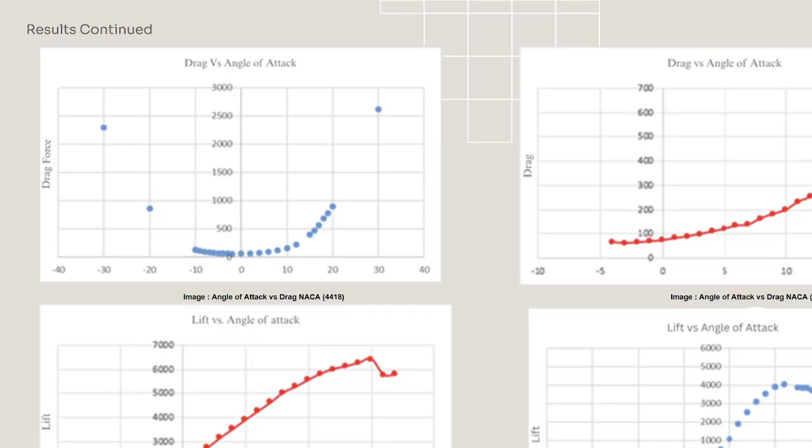The NACA 6409 performed better in almost every way. It generated lift even at -5 degrees and had the lowest drag at -3 degrees. The 4418, with its thicker profile, had more drag and needed a higher angle of attack to generate more lift. This confirms that camber and thickness are critical factors in any airfoil design.